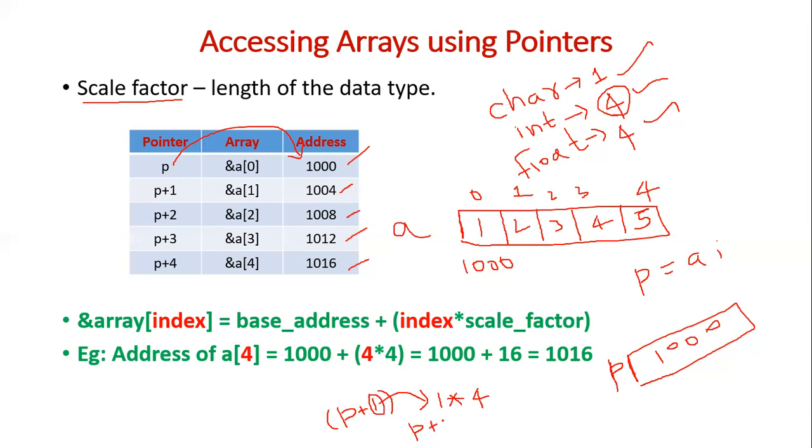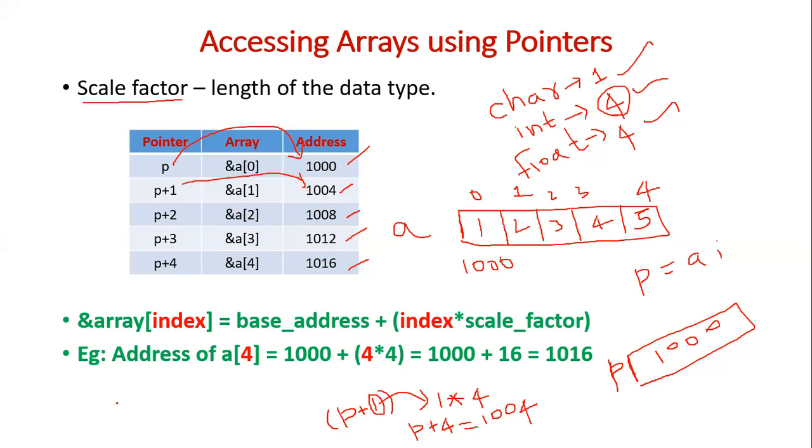And what is P? P is 1000. So 1000 plus 4 is 1004. Are you getting it? So P plus 1 refers to 1004, just like the address of A of 1 refers to 1004.